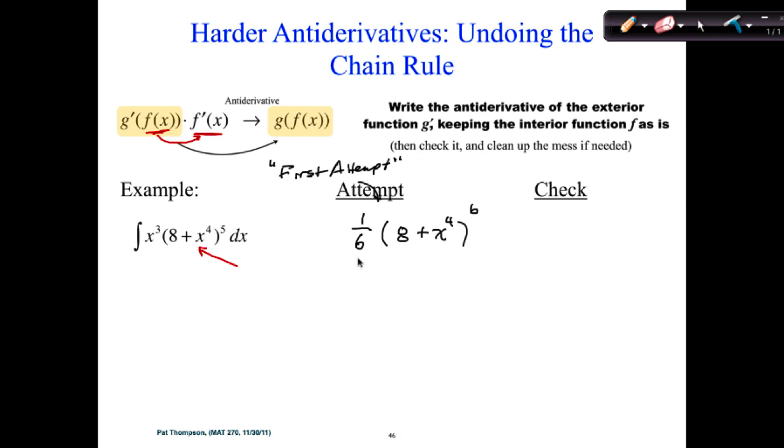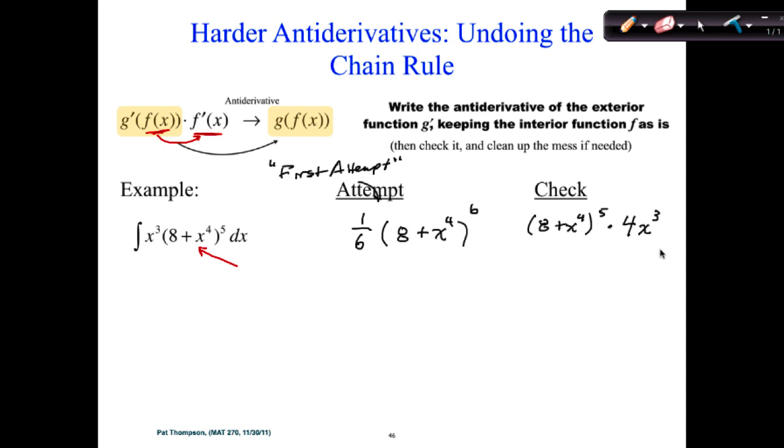Alexandria, can you do that for me? Let's take the derivative of this. Right? And then chain rule. How'd she do? That's the chain rule, that's right.